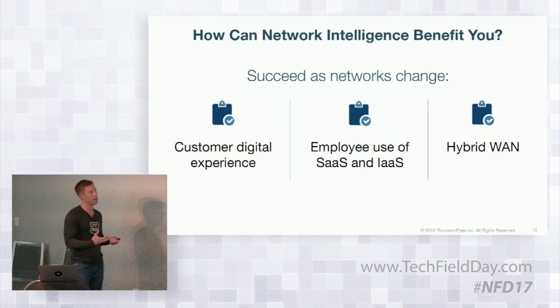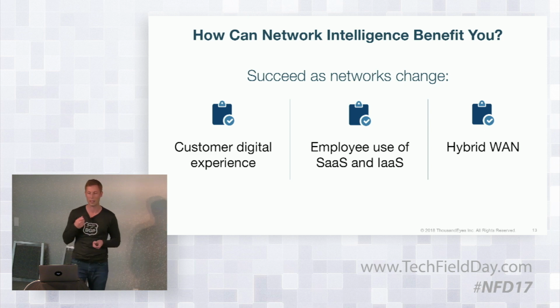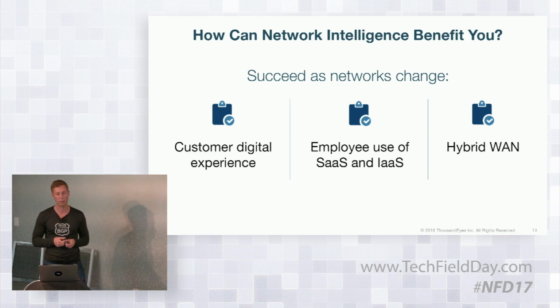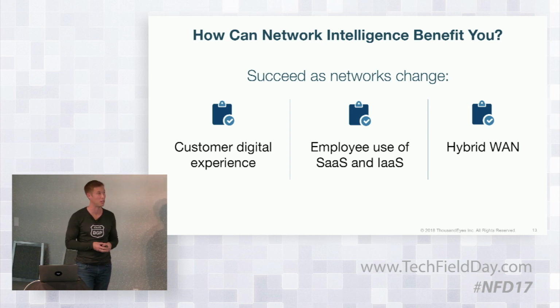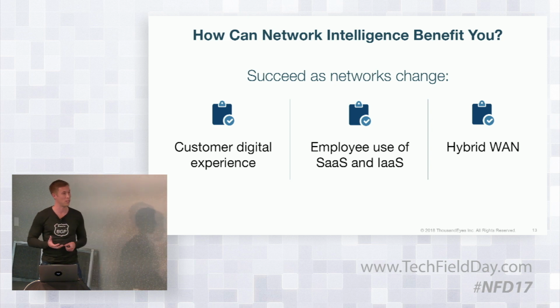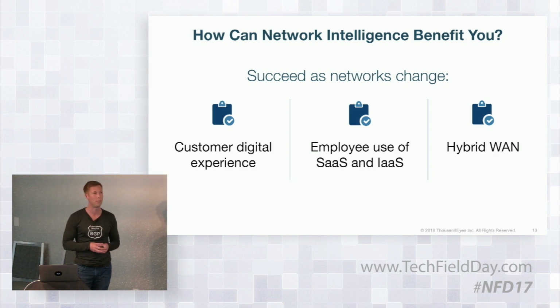So what can network intelligence then do to really benefit some of these changes? We're going to talk about three key use cases, three ways that you can get more information to solve some hard problems. The first is digital experience of customers. Most businesses today have some sort of application that you have to deliver, and what does that look like? What does it mean? How can I make sure that people are happy? The second is employees starting to use software as a service, and also applications that are hosted in public cloud environments. And the third is hybrid WAN, starting to change the way that our branch offices and employees are actually connecting to our networks.